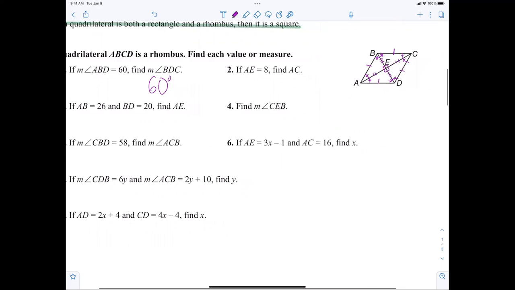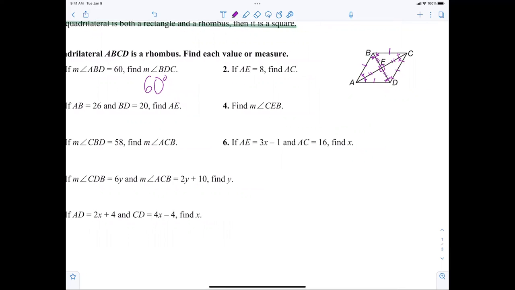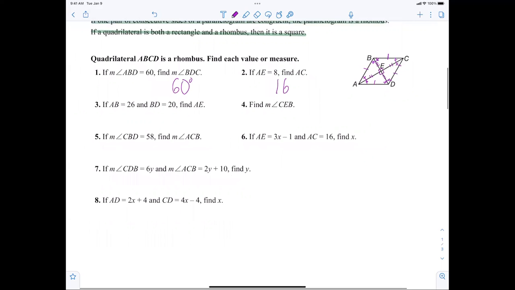Now, AE is 8. If AE is 8, what is AC? 16. Yeah, come on, guys. Now remember, you've got a lot on the line on this next test, a lot. Please don't wait until Thursday before you start getting your pieces together here.